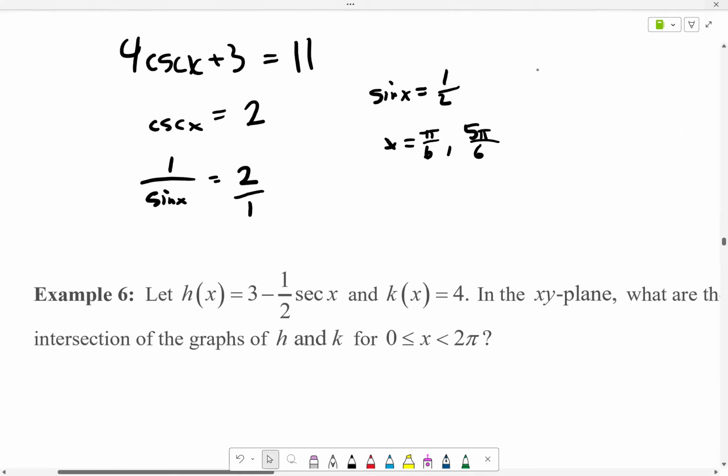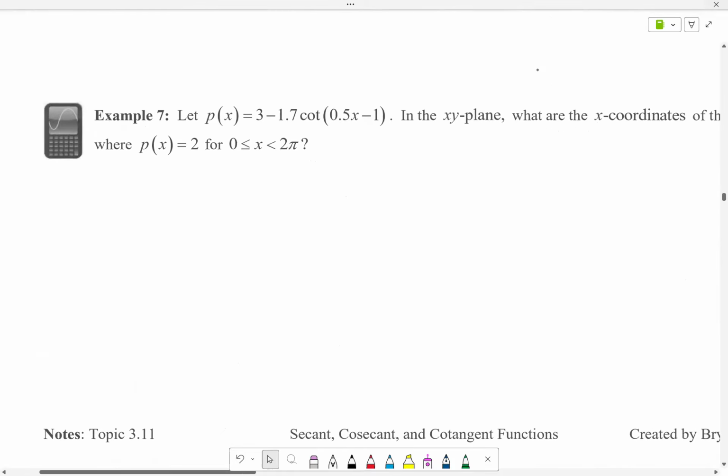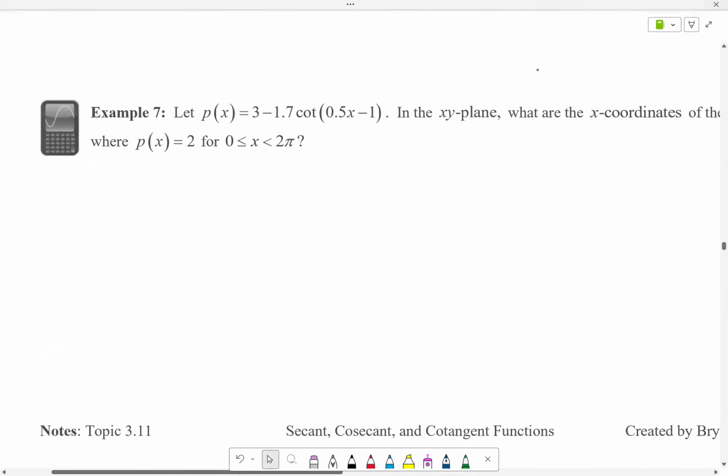Let's do one more. Example 7. Notice there's a little calculator next to it. That means the calculator's on. Does someone need to borrow a calculator?